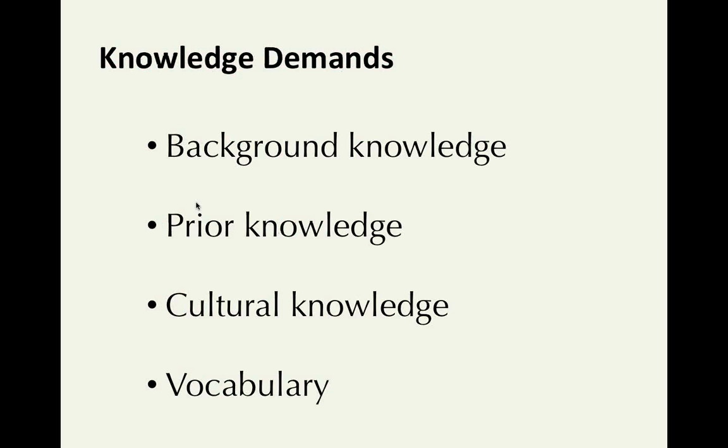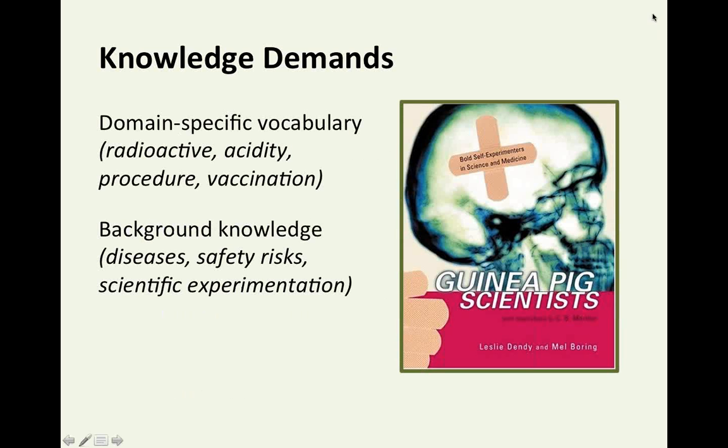And the last area of the knowledge demands, this is the knowledge that gets the complexity raised. Is it the background knowledge, the prior knowledge, the cultural knowledge, the vocabulary knowledge, as is the case in Guinea Pig Scientists? There's a whole bunch of vocabulary in this book that is not defined. So the knowledge demand of this text is really high. Super motivating, the genre is familiar, the sentence structure's not hard, it's informational text, it's problem-solution structure. None of that's hard. What's hard is the demand of vocabulary.